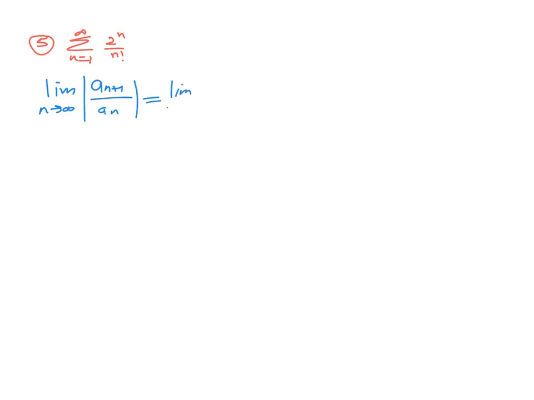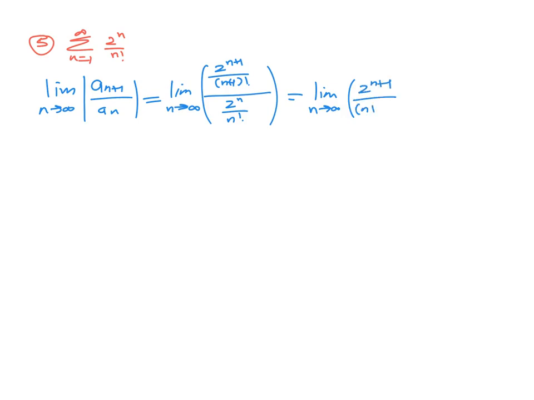So that'd be the limit as n goes to infinity of 2 to the n plus 1 over n plus 1 factorial divided by 2 to the n over n factorial, which when I do my reciprocal of the denominator, is the limit as n goes to infinity of, again, the absolute value is irrelevant here because all these terms are positive, so I dropped the absolute value. So it becomes 2 to the n plus 1 over n plus 1 factorial times n factorial over 2 to the n. And now if I look at the n factorial and n plus 1 factorial, it almost all cancels, just leaving an n plus 1 in the denominator.